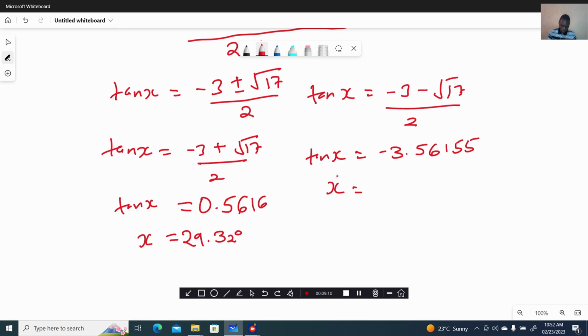This is going to give you negative 74.32. But in this case, we need to get the positive values of the angles, which are giving us the tangent to be negative. So you can come up with that CAST rule.